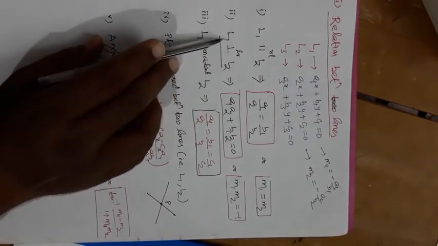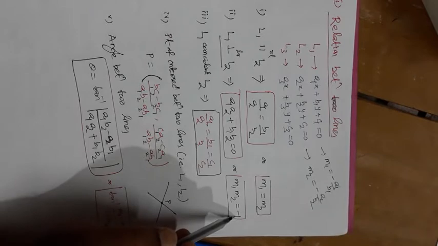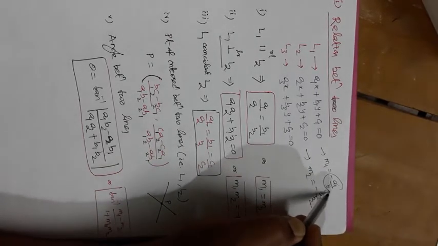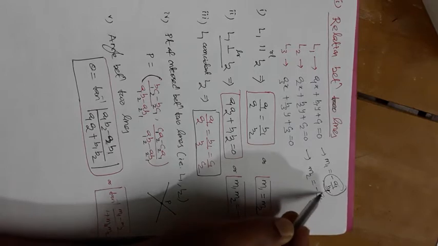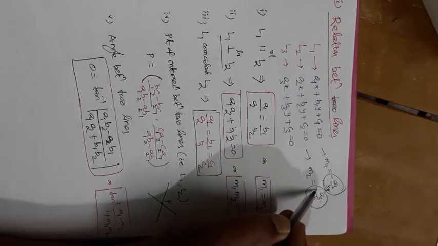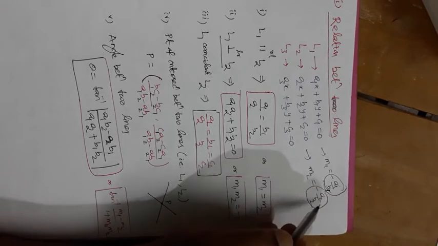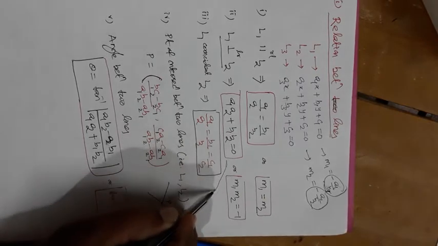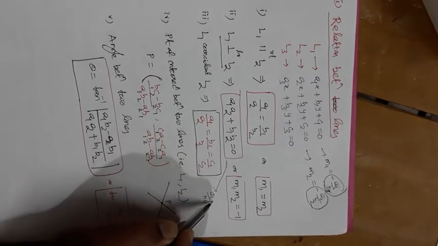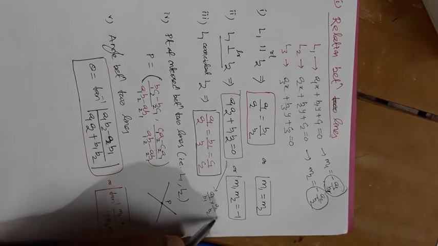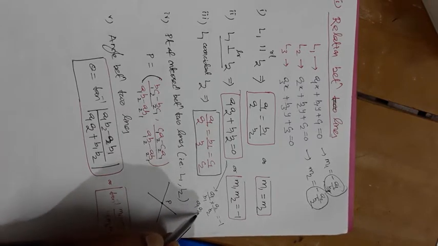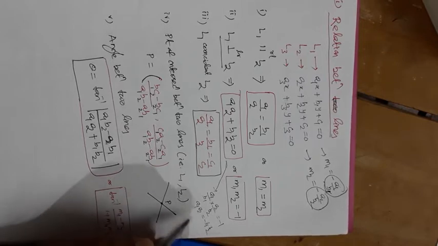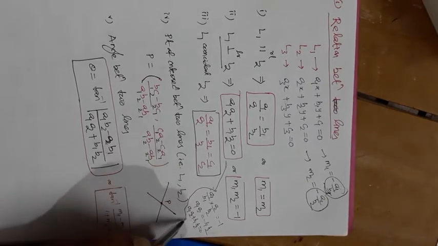When two lines are perpendicular, we know the product of their slopes is minus 1. So when you multiply these two, minus minus becomes plus, so a1 by b1 into a2 by b2 is equal to minus 1. So a1 a2 is equal to minus b1 b2. So a1 a2 plus b1 b2 is equal to 0. Okay, a1 a2 plus b1 b2 is equal to 0.